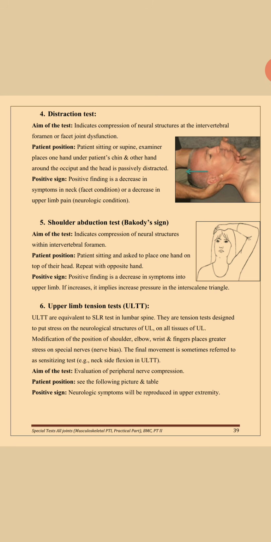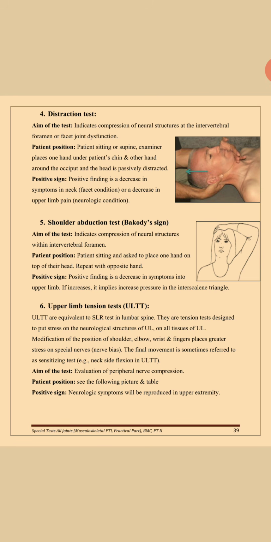Shoulder abduction test, Bakody's test, Bakody's sign. Aim of the test: indicates compression of neural structures within the intervertebral foramen. Patient position: patient sitting and asked to place one hand on top of their head, then repeat with the opposite hand. Positive sign: a decrease in symptoms into the upper limb. If symptoms increase, it implies increased pressure in the interscalene triangle.